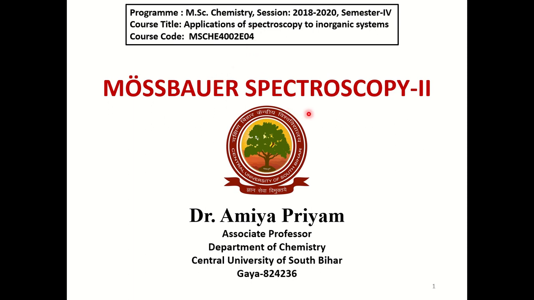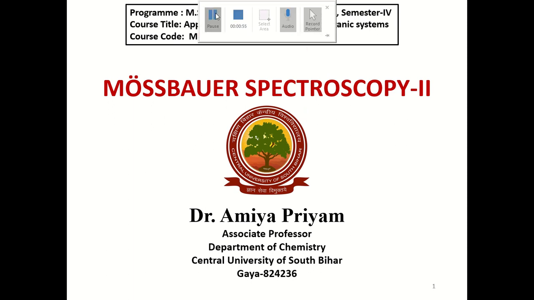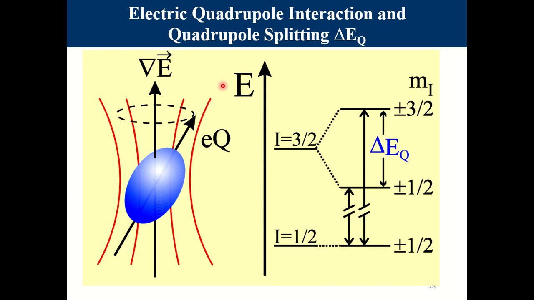But we missed out on the other two parameters, that is quadrupole splitting and magnetic hyperfine splitting. So these two parameters are remaining, and I am going to cover both of them in today's discussion. So today we are going to discuss the electric quadrupole interactions and the quadrupole splitting that results in the Mössbauer spectrum.